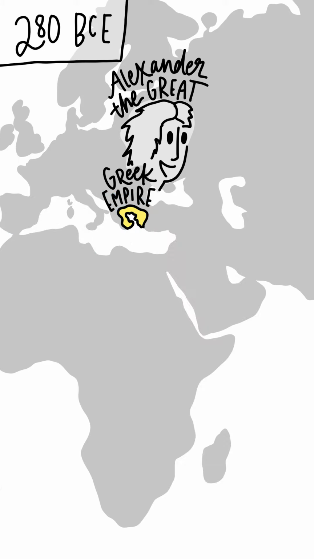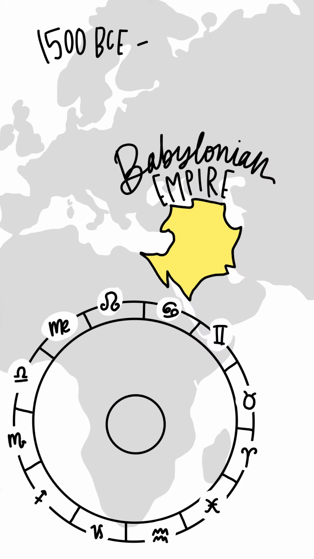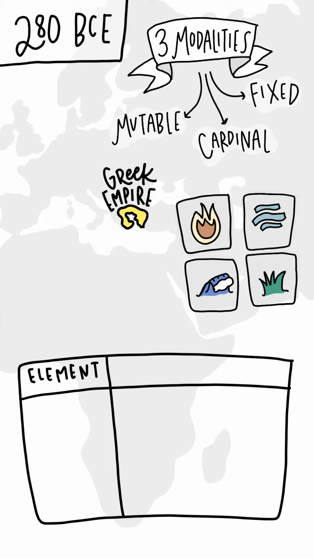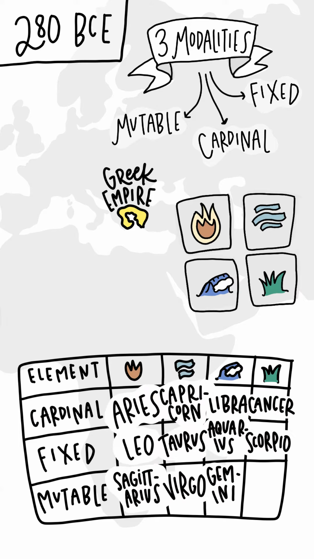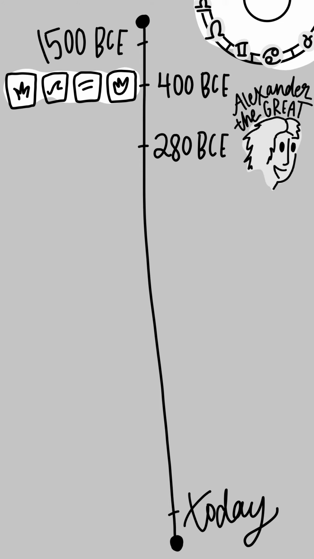So now we have the Greek stuff about modalities and elements, and we also have the Babylonian stuff about the zodiac, and that literally all gets combined into a big chart which maps out the traits of each zodiac symbol. These aren't really like connected to individual people's birthdays yet. The characteristics are just like being assigned to the signs. So that's 280 BCE, and then we're gonna make a big jump to the 16th century, which is the Renaissance.